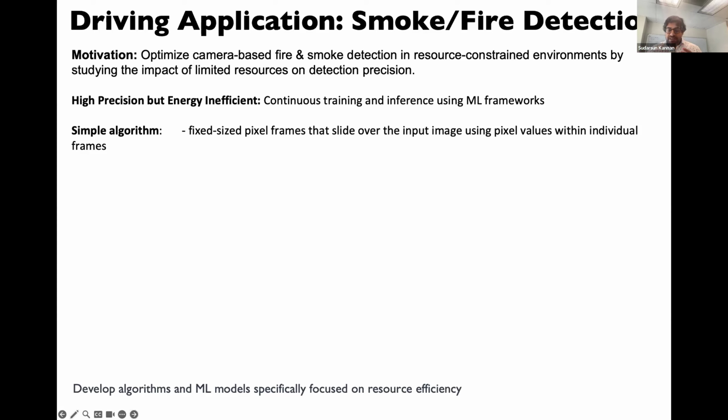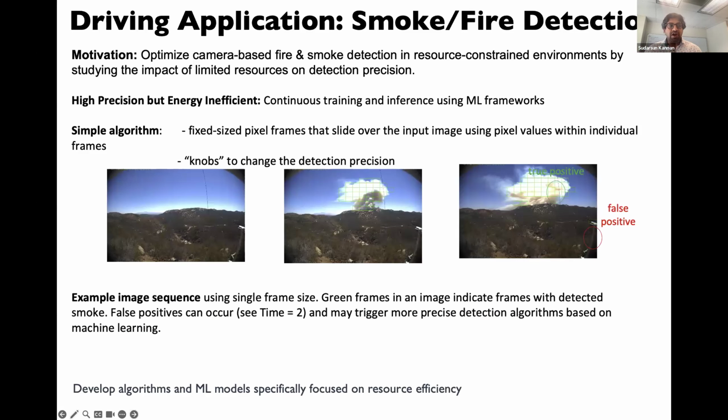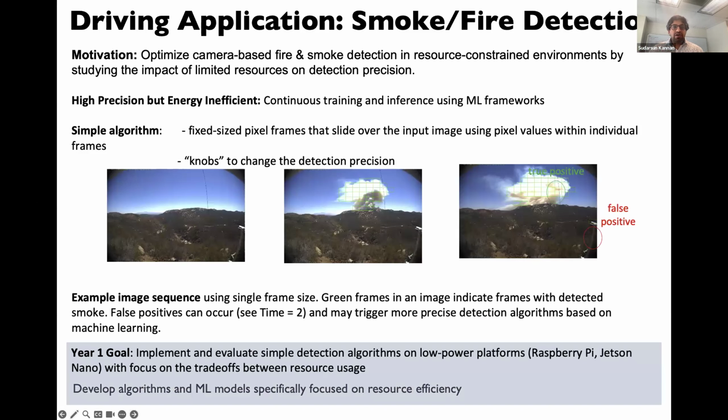So these undergrad students are not only developing monitoring infrastructure, but they are also looking at what can be done when there is an energy efficiency problem, given that some of these ML frameworks are extremely energy expensive, to combine them with some of the simpler algorithms. So in year one, we partially implemented and evaluated simple detection algorithms on low power platforms, for example on Raspberry Pi and Jetson Nano, some of which replicate the Sage infrastructure. And we try to understand the trade-offs between resource usage and so on.